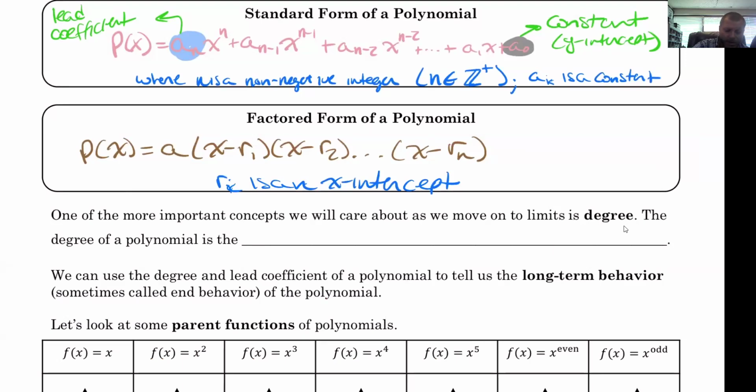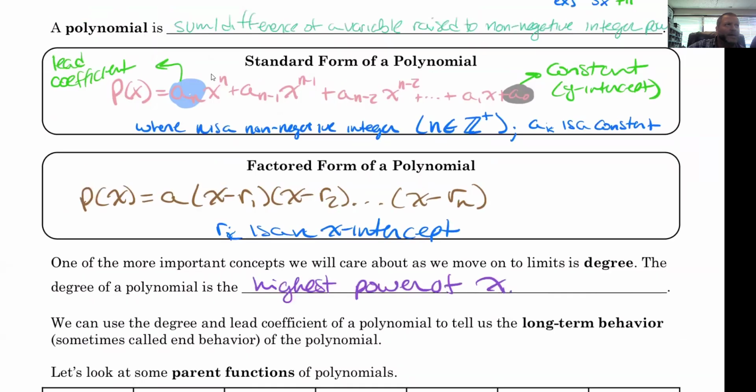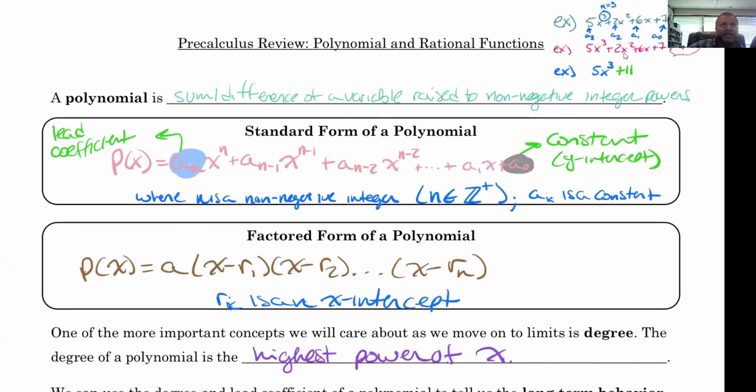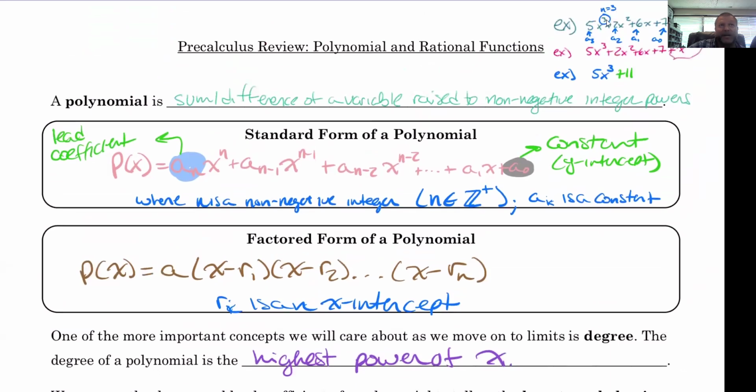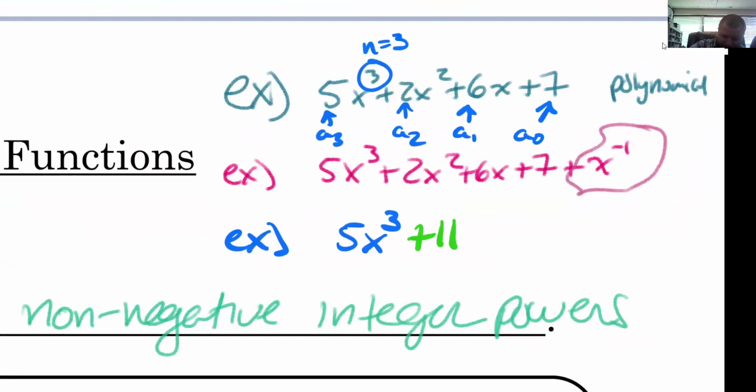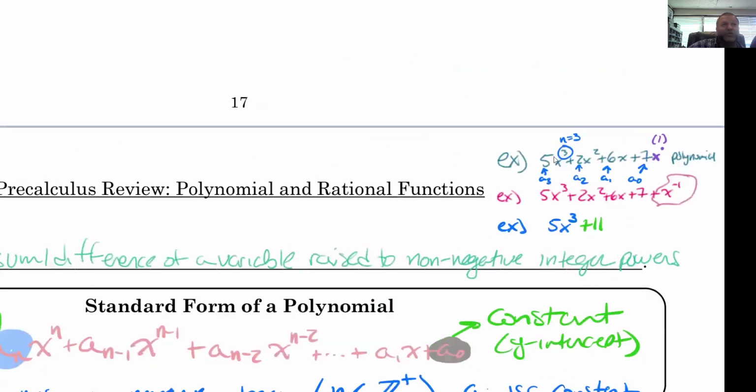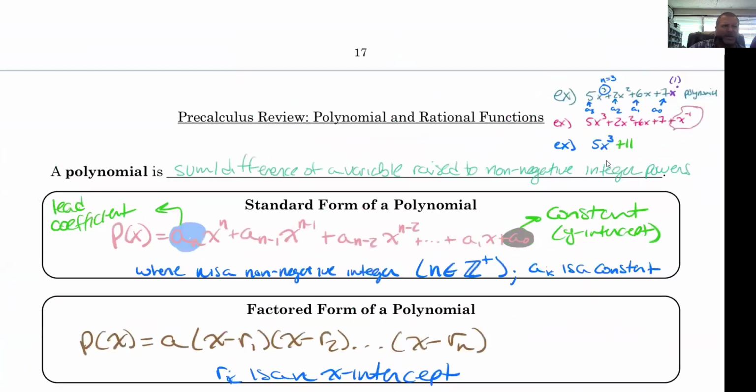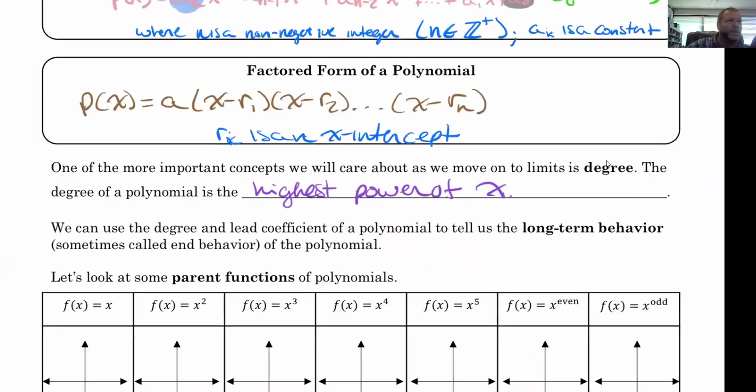The degree is important. The degree of the polynomial is the highest power of x. In this standard form, it would be the value of n. In the example that I had up there, n would be 3, because 3 is bigger than 2 and 1, and technically, if we were being precise, there is also an x to the 0, because x to the 0 is 1. So 3 is the biggest exponent that we have, so the degree of this polynomial would be 3. Sometimes we also call it the order of the polynomial.